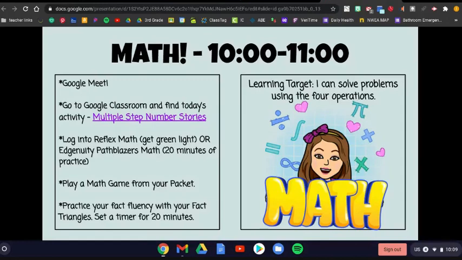So we're going to look at a couple questions today on the Google Meet, and then you're going to do a Google Form activity with some questions for you to answer. After you submit that, you are going over to Reflex or Compass, and with your time that's left over, you're working on fact fluency and playing a math game.